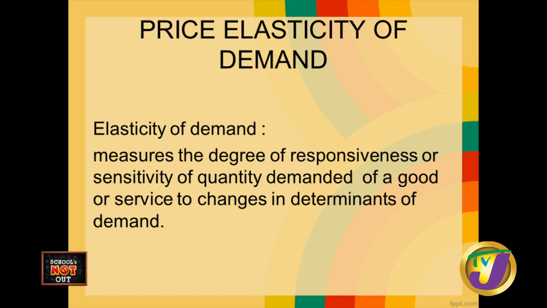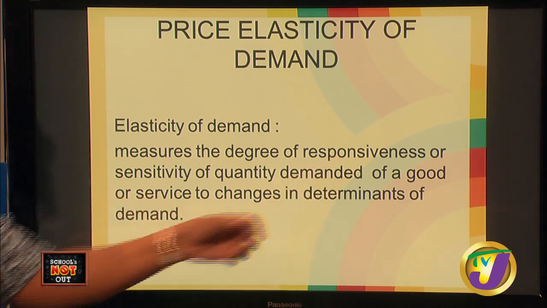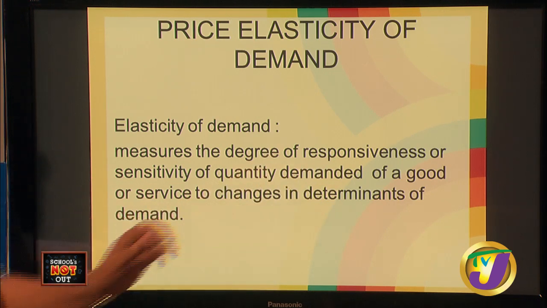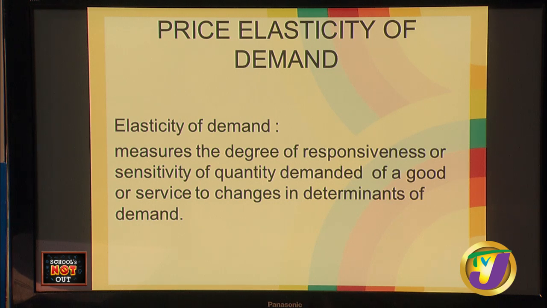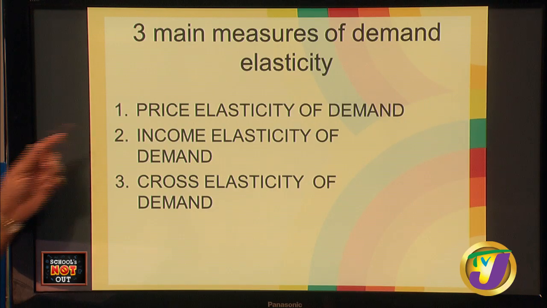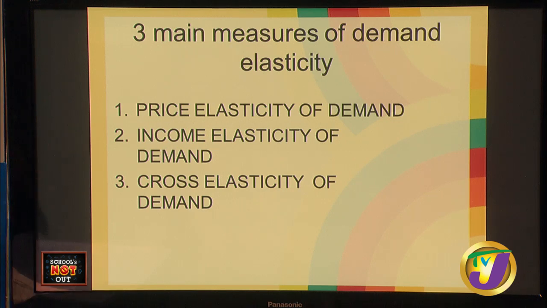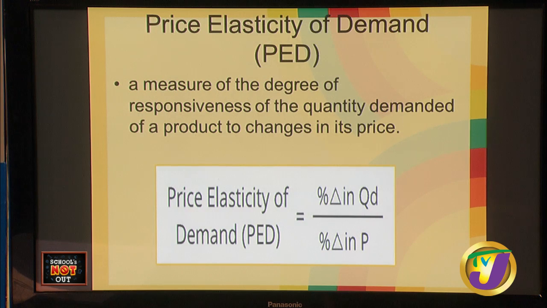Now, in general, elasticity of demand measures the degree of responsiveness or sensitivity. Please note those two words, responsiveness or sensitivity of quantity demanded of a good or service to changes in determinants of demand. So in particular, the three measures of elasticity are price elasticity, income elasticity, and cross price elasticity. But today we are specifically going to look at price elasticity of demand. Can you remember the definition? Because for some of you, this is revision.